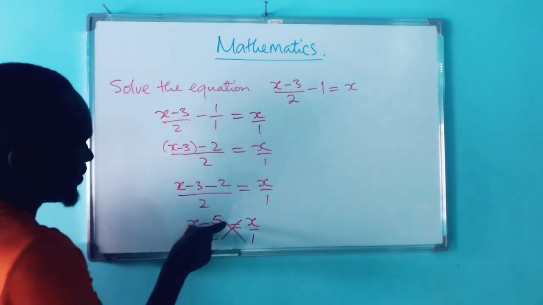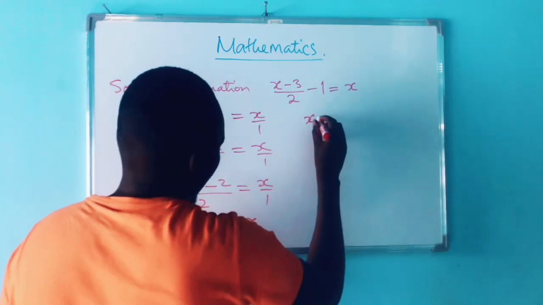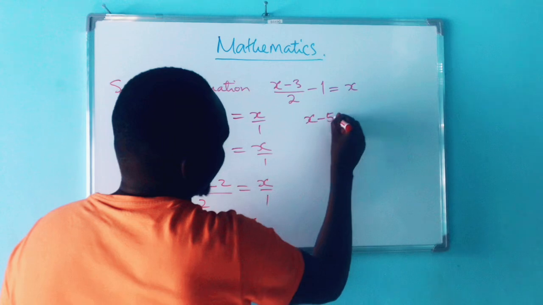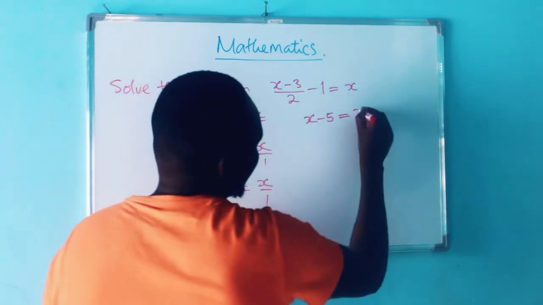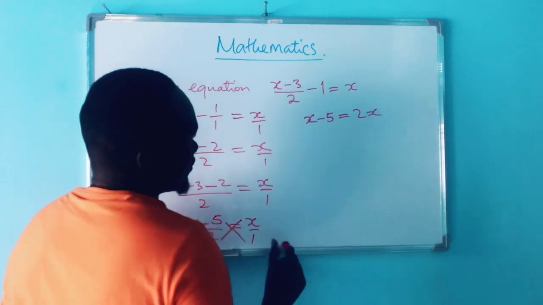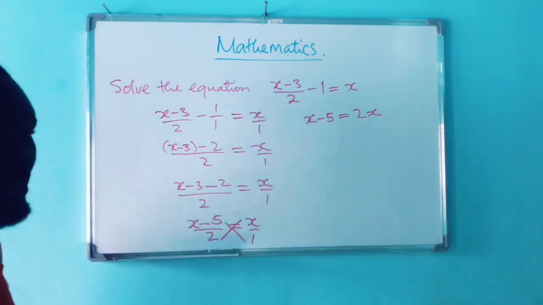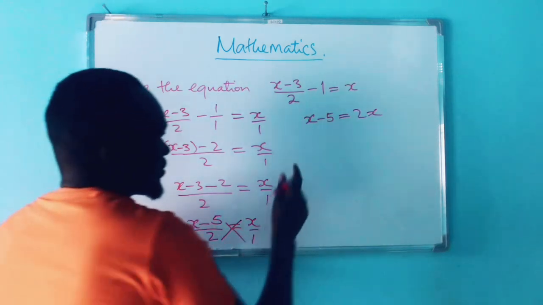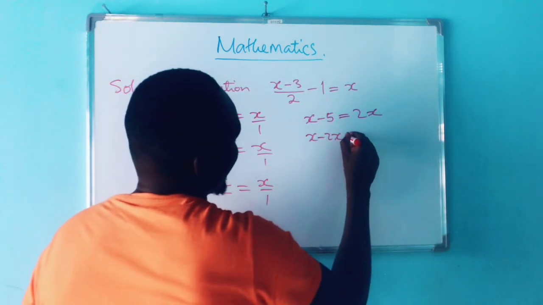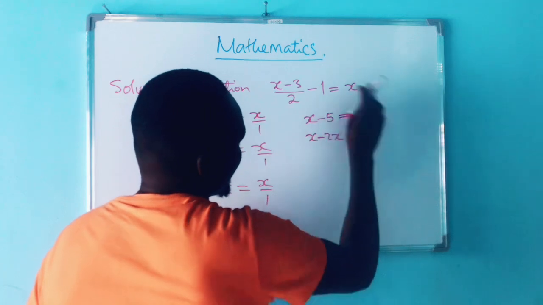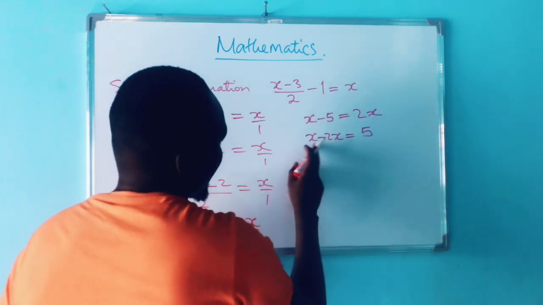We are going to get the numerator x minus 5 multiplied by 1, and the answer will be x minus 5, which will equal 2 times x, which gives 2x. From there we can collect the like terms. The like terms are x minus 2x equal to, this will go to the other side, which will become plus. So what is x minus 2x?